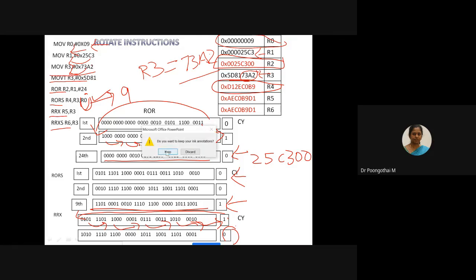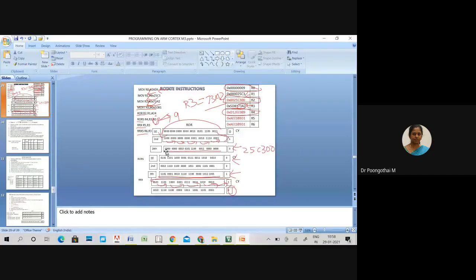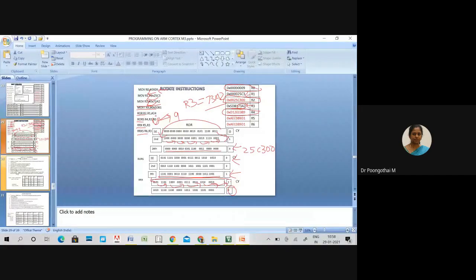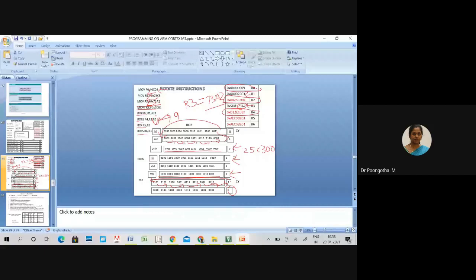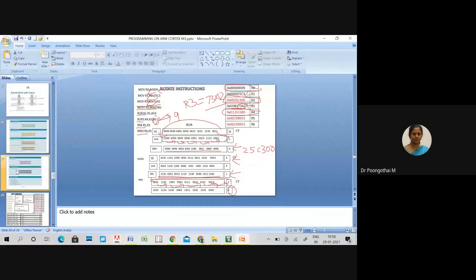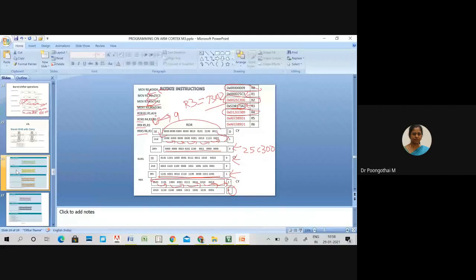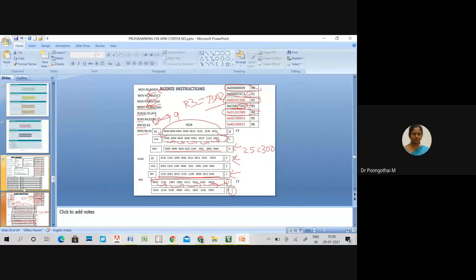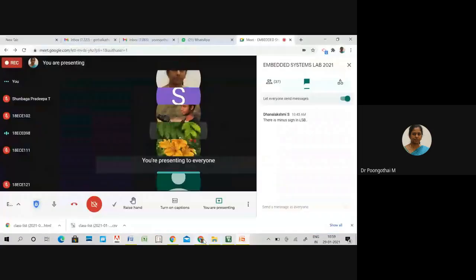Is that clear? So logical shift left is for performing multiplication, and logical shift right is for performing 2 power n division. Arithmetic shift right is similar to logical shift right, but it's mainly used for performing 2's complement operation. So any doubts regarding your shift instructions? Students, any doubts?